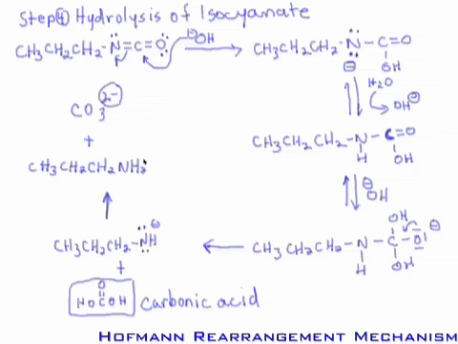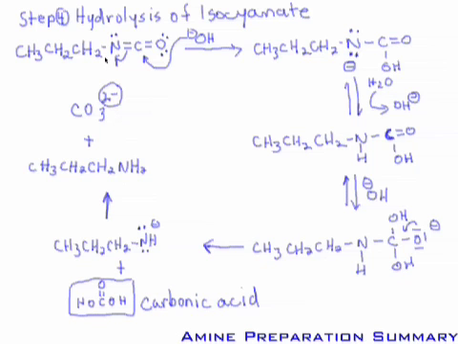Okay. And so at the end of this reaction, after step 4, we have produced an amine that has one less carbon in it than the original amide. The last step, hydrolysis of isocyanate, has quite a few steps involved in the process. The most crucial thing, of course, was the 1,2 shift of the propyl group, the rearrangement to generate this isocyanate. Okay, well, we've covered a lot of preparation of amine reactions, so let's summarize.